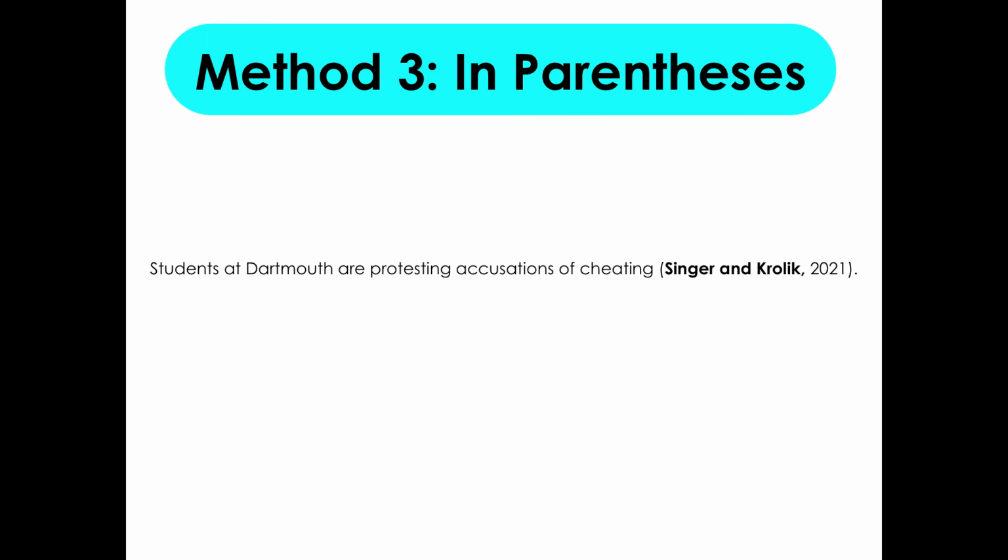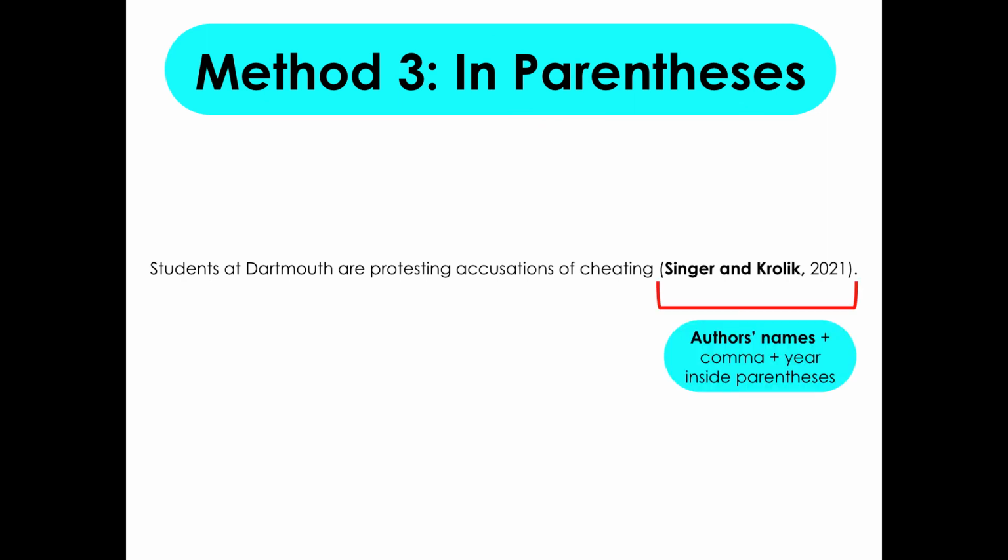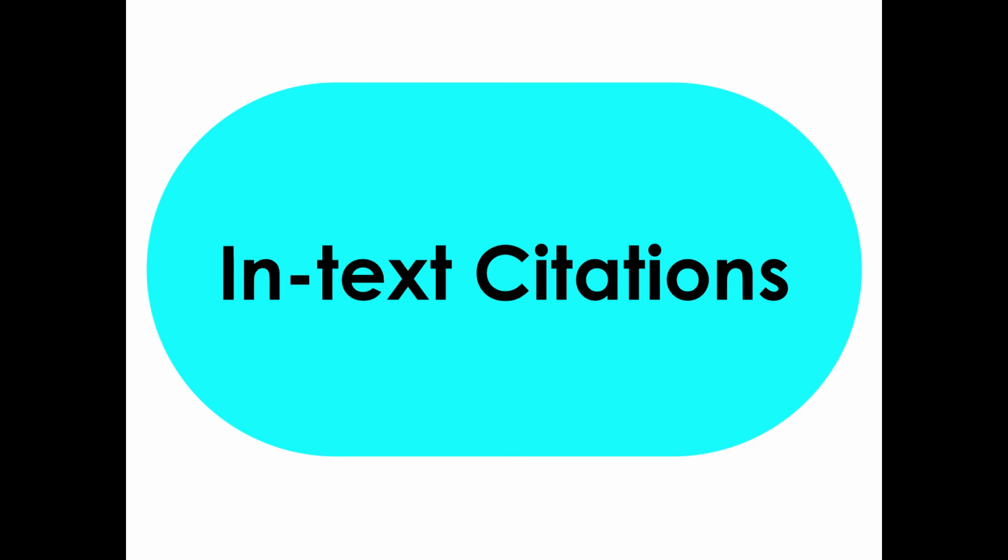The third and final way to make an in-text citation is to put the author's name and the year inside of parentheses with a comma in between. We call this a parenthetical citation. The parenthetical citation normally comes after the information from the outside source. In this example, it's at the end of the sentence. Now you know practically everything you need for making in-text citations.